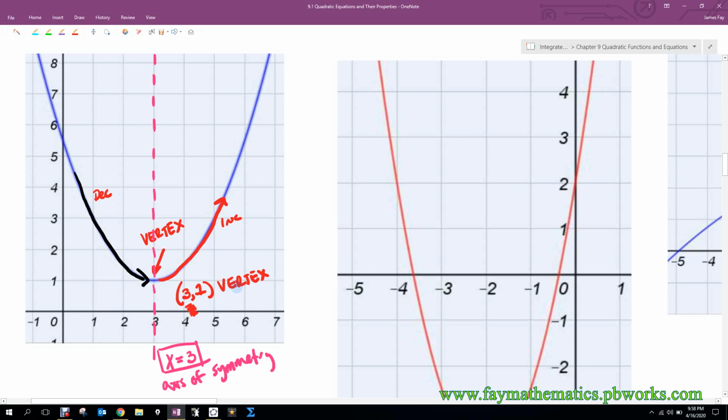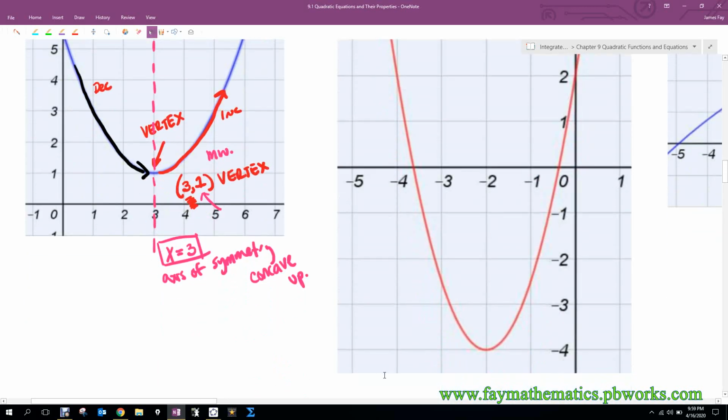Okay, got my vertex, and now the question was, is this a maximum or a minimum? Well, if it's concave up, this is a minimum, and the minimum y value is 1. That's the smallest y value that we'll ever come across. So (3, 1) is my vertex. It's a minimum. The axis of symmetry is x equals 3, and this thing is concave up. Those are all facts that we're interested in as we investigate these parabolas.